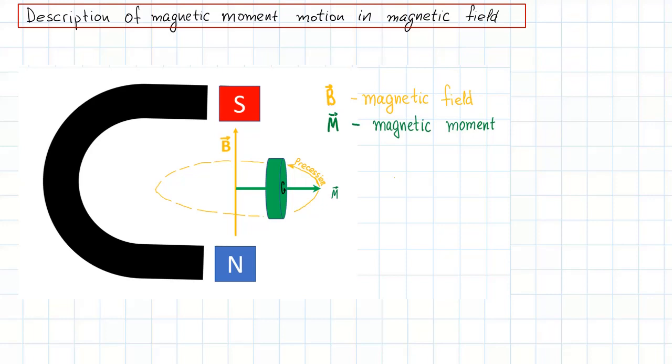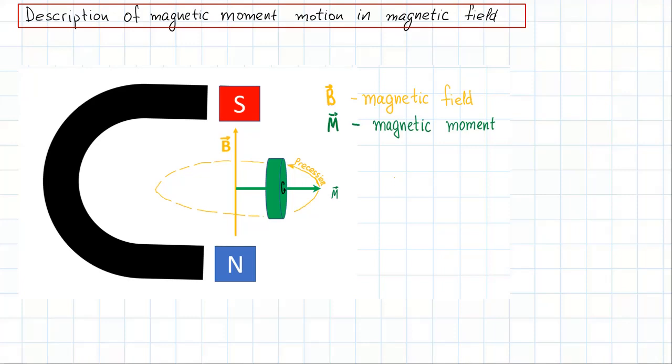Okay, let's talk about motion of a magnetic moment in an external magnetic field. There is a common wisdom that if we put a magnetic moment into a magnetic field, then it will start to precess, as it is shown in this figure.